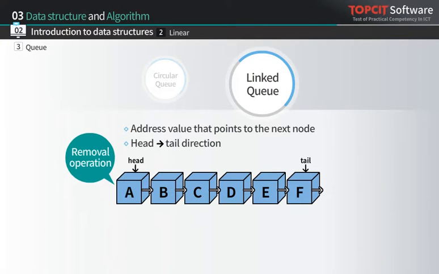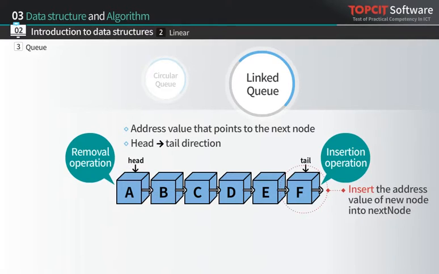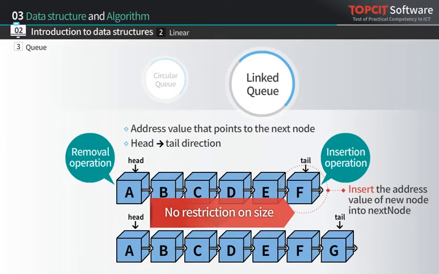When an insert operation is taken, a new node is added as the next node of the tail node, and when a removal operation is taken, the position of the head moves forward. In other words, when the node at the head is removed, the position of the head simply moves to the next node. Insertion is made similarly. Insert the address of the new node into the next node of the tail. Assign the new node as the tail node. For reference, unlike the circular queue, the linked queue has the advantage of being flexible because there is no restriction on size.